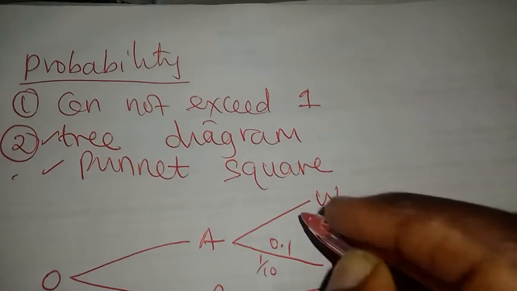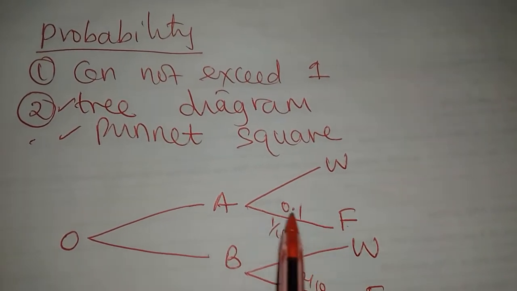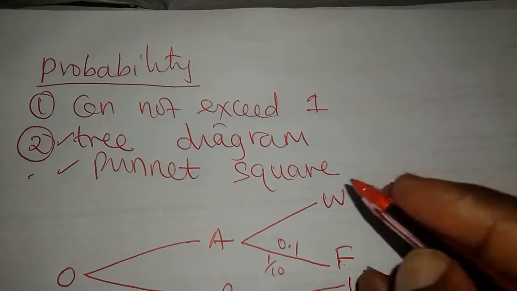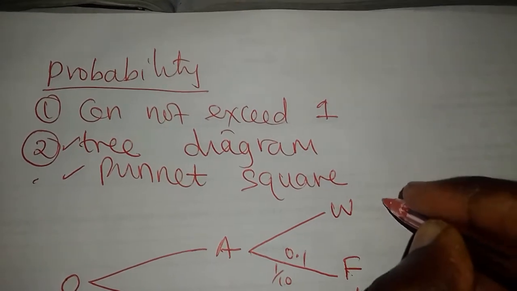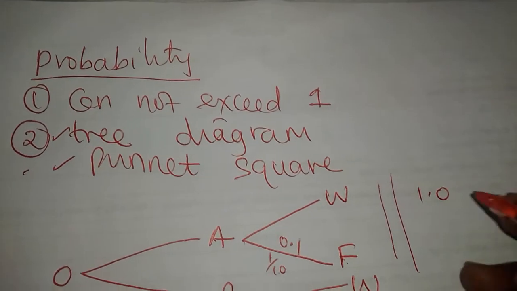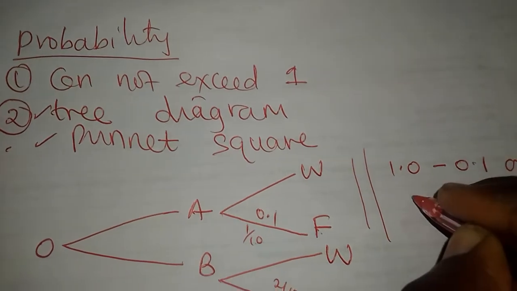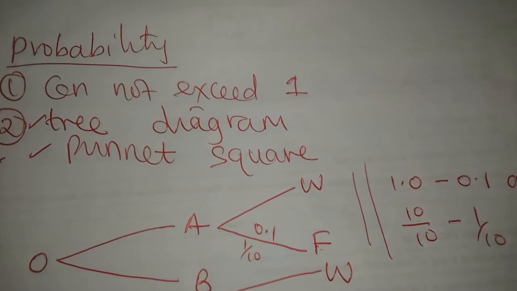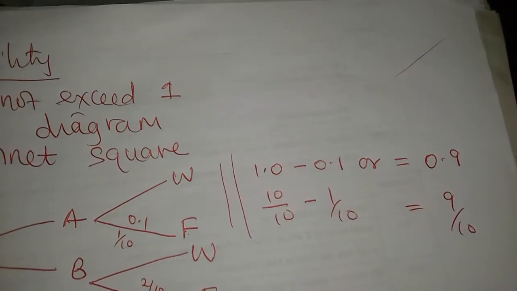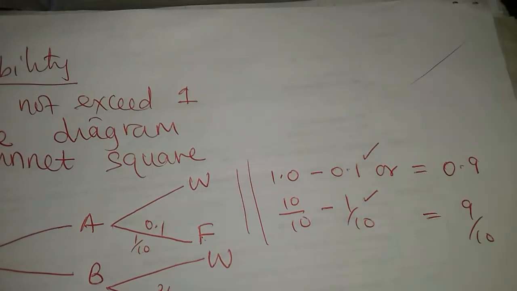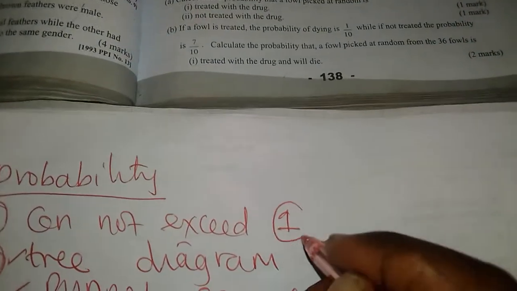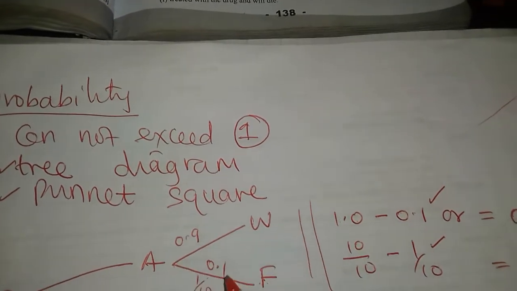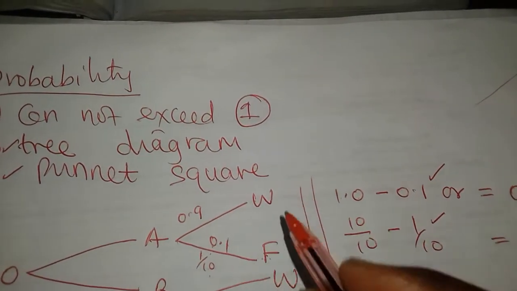Good. So in this case, if 1 over 10 becomes the fraction for A failing, or 0.1 becomes the decimal for A failing, that means A working can have a probability of 1.0 minus 0.1, or I can say as well 10 over 10 minus 1 over 10. This gives me 0.9 or 9 over 10. Good. So I've decided to use either decimals or fractions. Where am I getting 1.0? I've told you probability cannot exceed 1. So if it is 0.1 failing, then the remaining part becomes working. That becomes 0.9. And 0.1 is the same as 1 over 10.